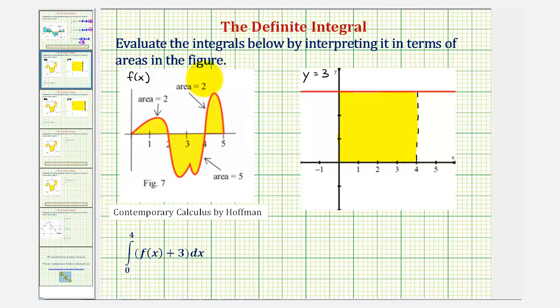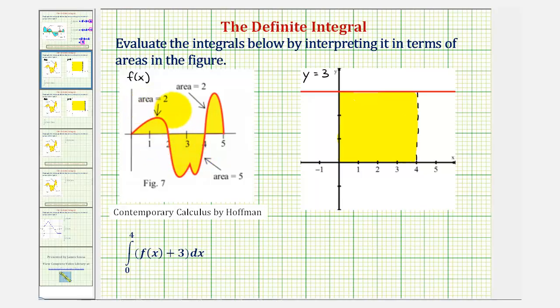We want to evaluate the integrals by interpreting them in terms of area, where we can model a definite integral as the area bounded by the function and the x-axis, as long as we recognize that the area above the x-axis would have a positive value and the area below the x-axis would have a negative value.